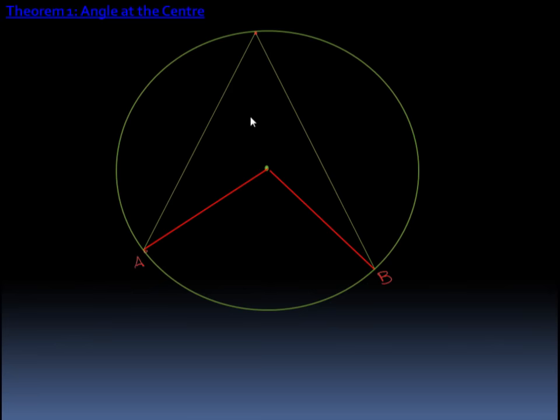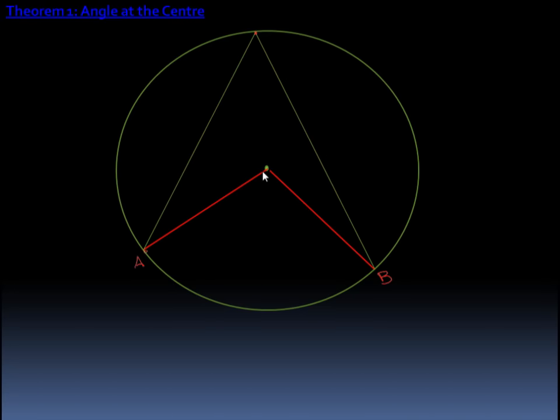And here we have this red line and this red line meeting at A and B, point A and B respectively. Now, from point A along this line, we call this part of the circumference the arc AB. So, moving from point A, going along the circumference to B, that part of the circumference is called an arc. It's a minor arc. And from A going this direction around here, this is called a major arc.